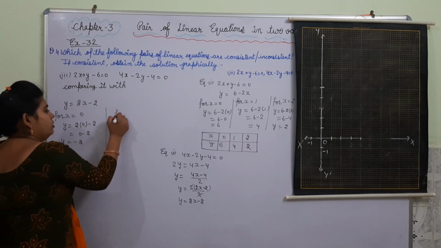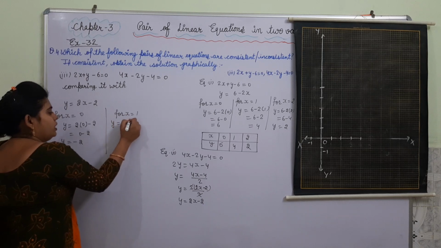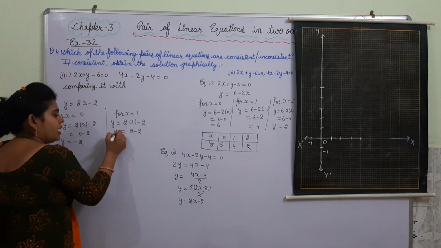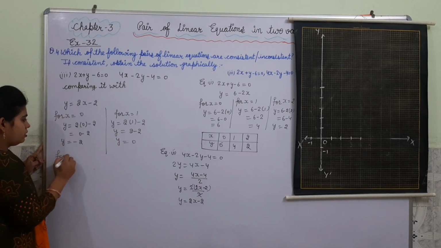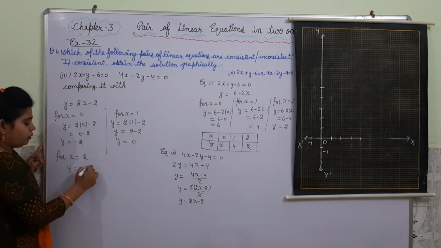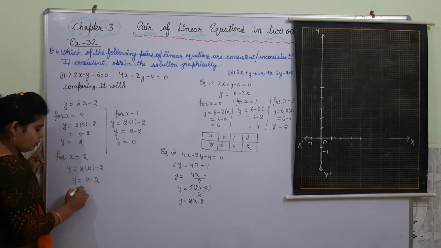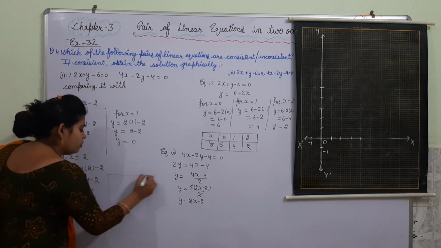Now for x is equal to 1, y will equal 2 into 1 minus 2, 2 minus 2, y is equal to 0. For x is equal to 2, y will equal 2 into 2 minus 2, y is equal to 4 minus 2, y is equal to 2. Again we get 3 solutions. Now we will prepare a table.